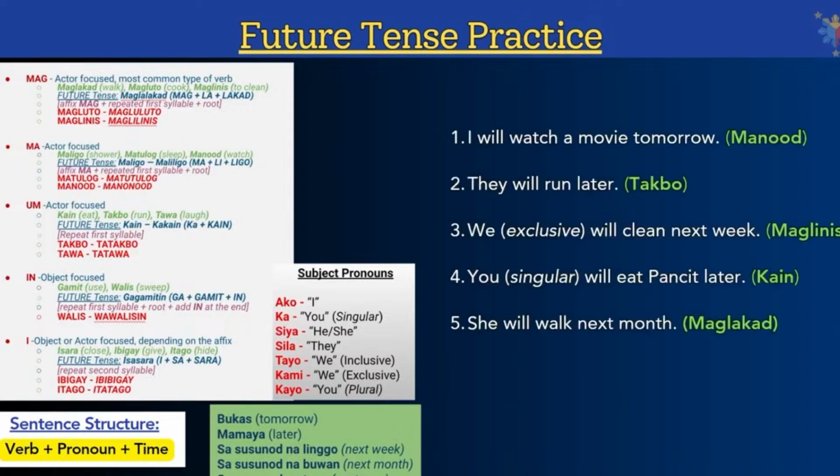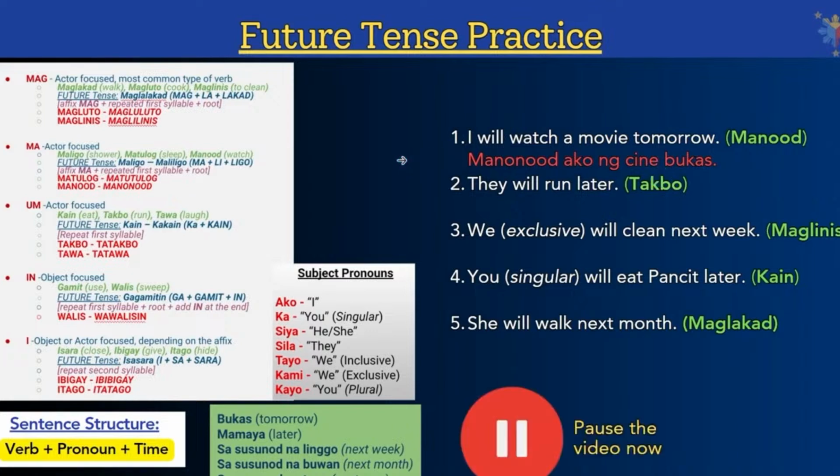Now here are some examples. Let's do the first one together. I will watch a movie tomorrow. Manood means to watch. So again, let's take a look at our sentence structure. It should be verb plus pronoun plus time. Manonood is the future tense conjugation of manood. Manonood ako means I. Ng sine, bukas means tomorrow. Manonood ako ng sine bukas. I will watch a movie tomorrow. Again, if you're going to add an object, it would just go right before time.